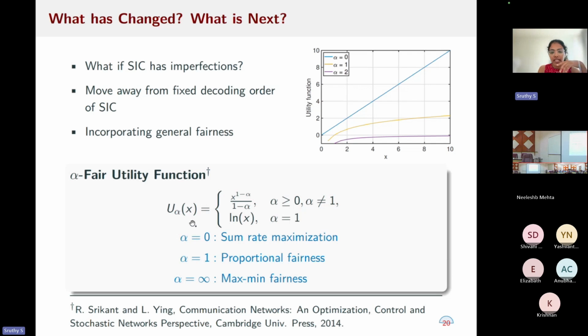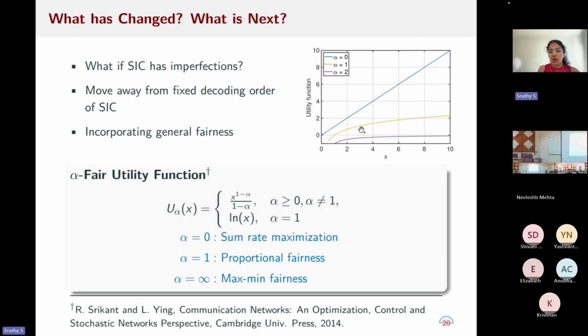Here we define U alpha of X as follows. Here alpha is the fairness level parameter, and X is the rate. For alpha greater than or equal to 0 and alpha not equal to 1, we define it as X power 1 minus alpha divided by 1 minus alpha. And for alpha equal to 1, it's ln of X. Here, alpha equal to 0 corresponds to sum rate maximization, alpha equal to 1 is proportional fairness, and alpha equal to infinity gives maximum fairness. Here, we are plotting the utility function as a function of the rate. So here we can see that alpha equal to 0 is a linear function.